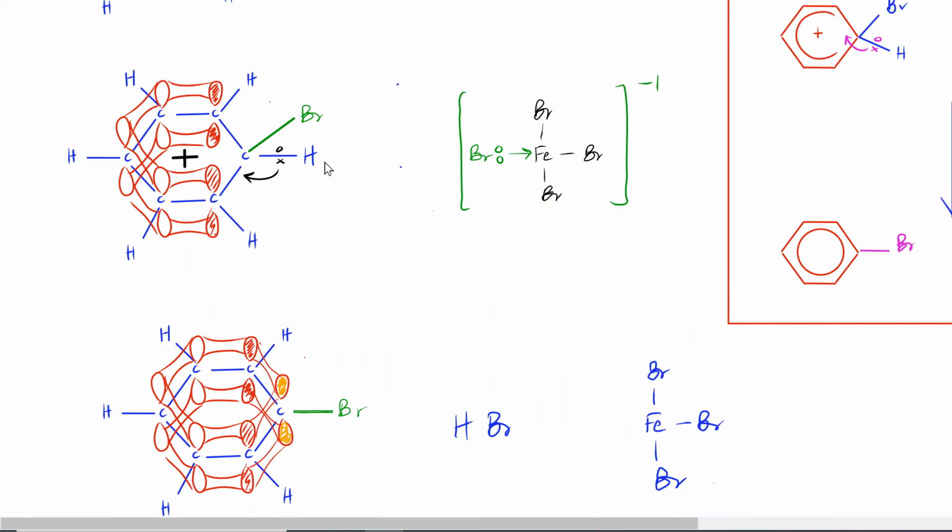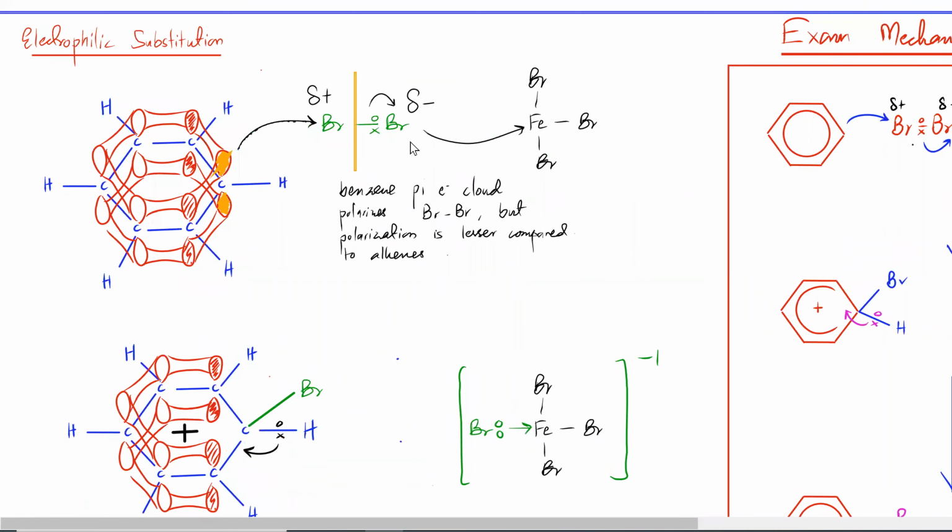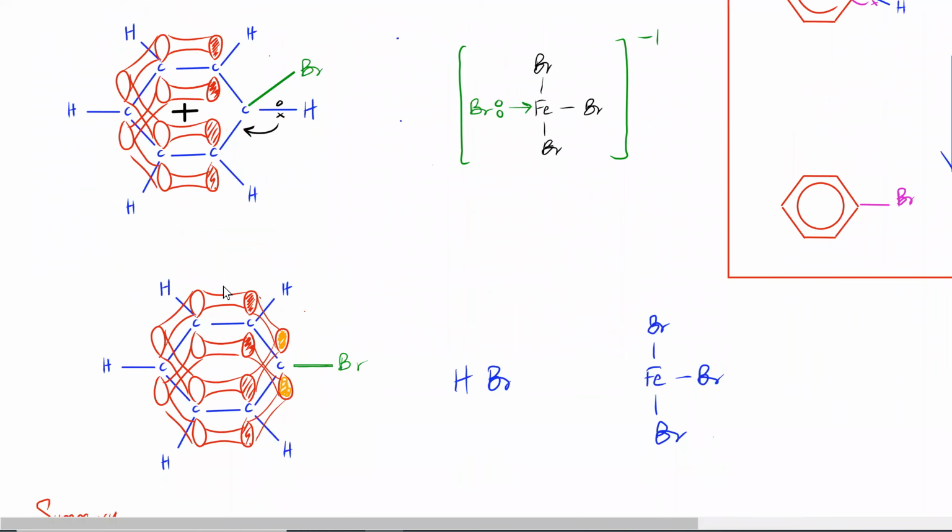The H leaves and bonds with the Br minus 1 which had previously dissociated. So the H leaves, gives the electron back, the benzene electron cloud becomes complete again. But in the process, one of the H is gone, and instead in its place, you've got a bromine.